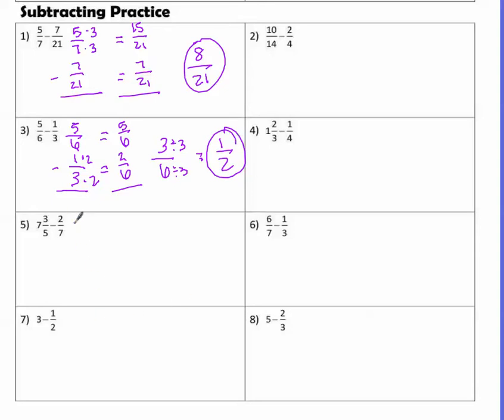Problem 5. 7 and 3/5 minus 2/7. Stack your fractions and get a common denominator. 5 and 7 have a common denominator of 35.